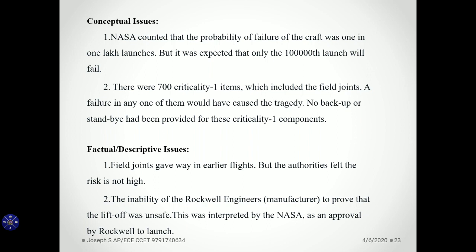Then the factual issues: as I already told, there is a field joint, and the field joint gave way in earlier flights, but the authorities felt the risk was not high. So the management thought that even though they gave the warning, the risk was not very high. This is one of the factual issues. The second one is the inability of the Rockwell engineers, that is the manufacturers, to prove that the liftoff was unsafe. That was interpreted by NASA and was approved by Rockwell to launch. So this is the case study of the Challenger.